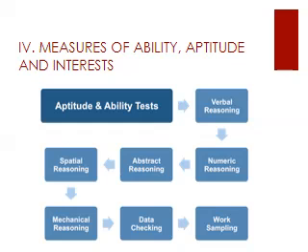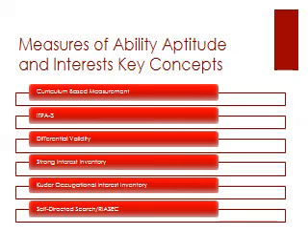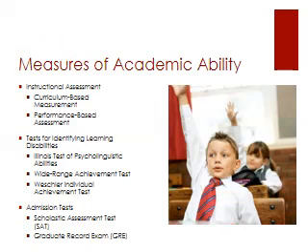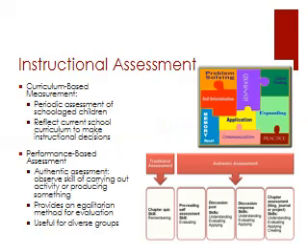Ability and interest tests are used in educational and organizational settings for many purposes. There are 6 main tests and concepts to look at. In terms of measures of academic ability, you have instructional assessment that looks at schools, tests that help identify learning disabilities, and tests to help with the admission process.